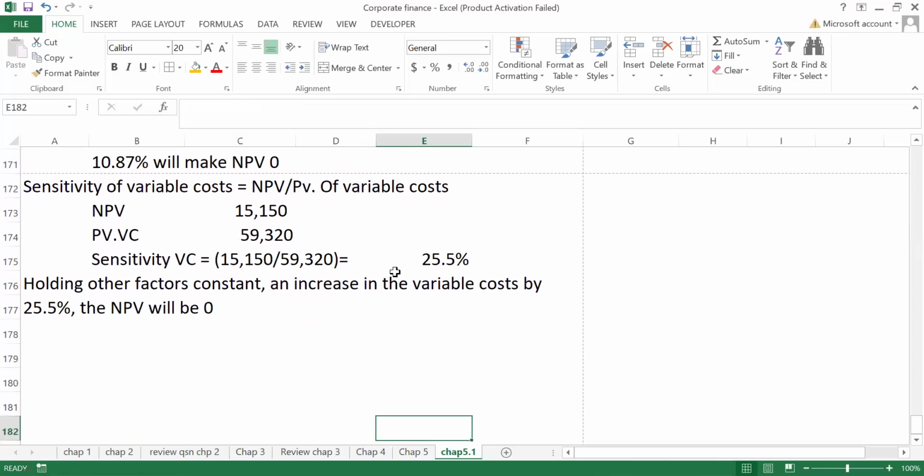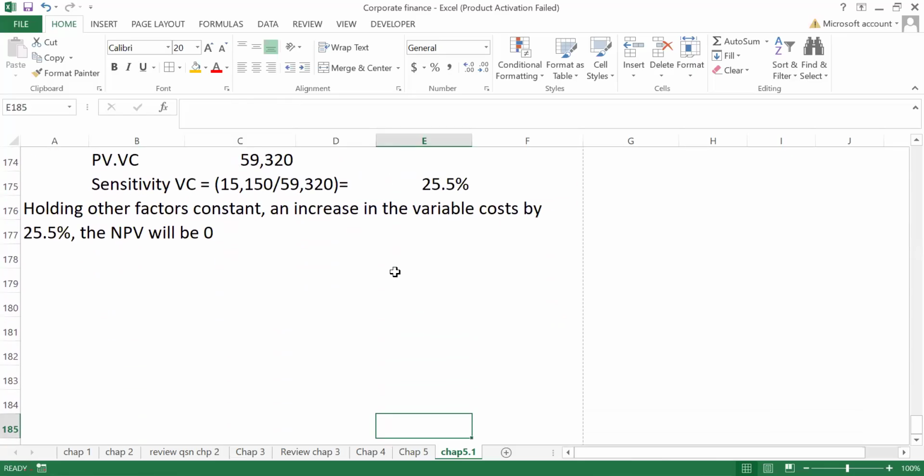So members, these are the key methods used in risk, when we are incorporating risk in our investment appraisal.